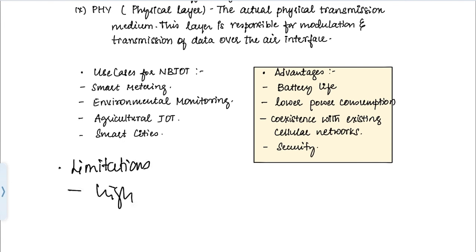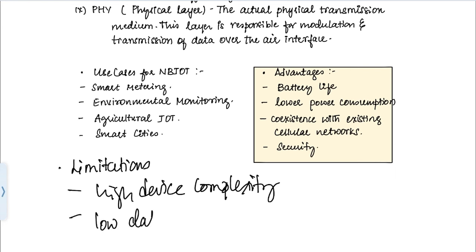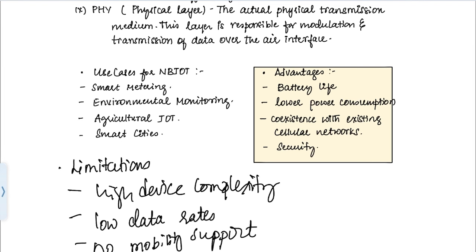First one is high device complexity. High device complexity means compared to LoRa or Sigfox, these devices are generally more complex and expensive also. Then we have low data rates. So this is not suitable for applications that require high speed data transmission or real time communication. And the major disadvantage is no mobility support, because these are only designed for static applications. So this was all about NB-IoT.